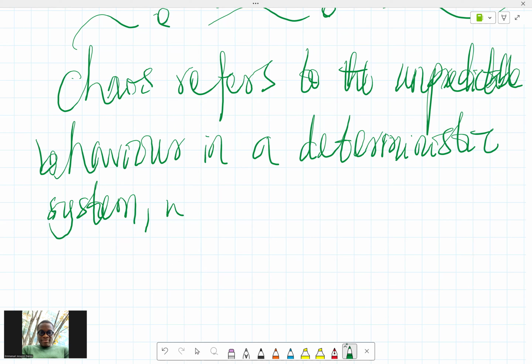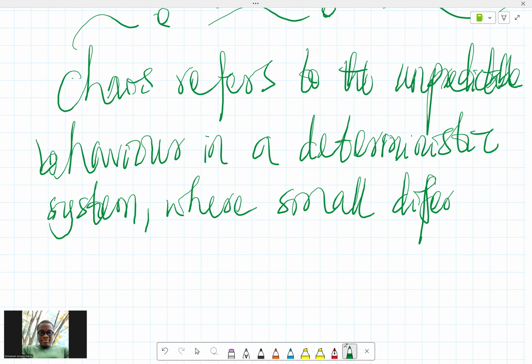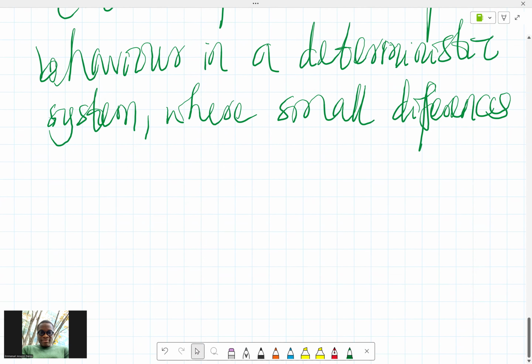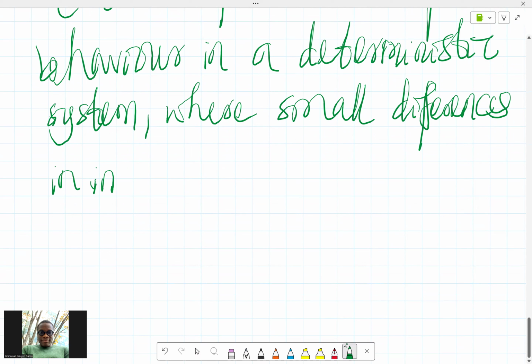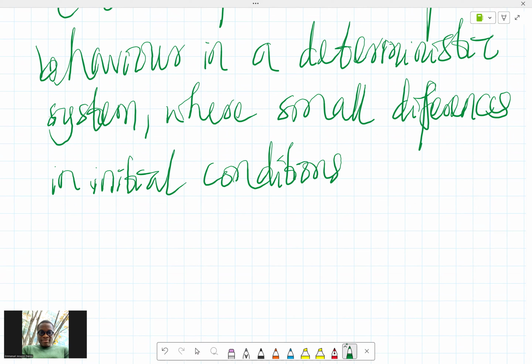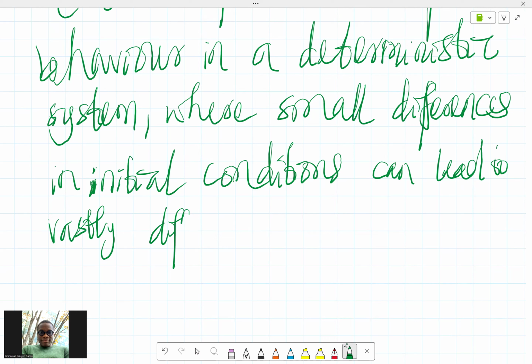Chaos refers to unpredictable behavior in a deterministic system where small differences in initial conditions lead to vastly different outcomes. Normally, initial conditions are not supposed to upset the system too much, but when you change the initial condition a bit and something big happens, then it's chaotic.